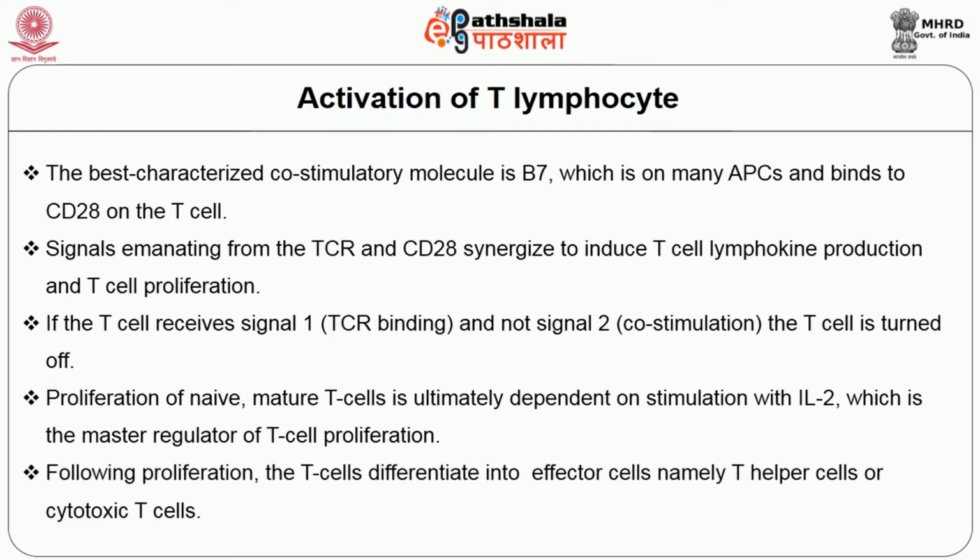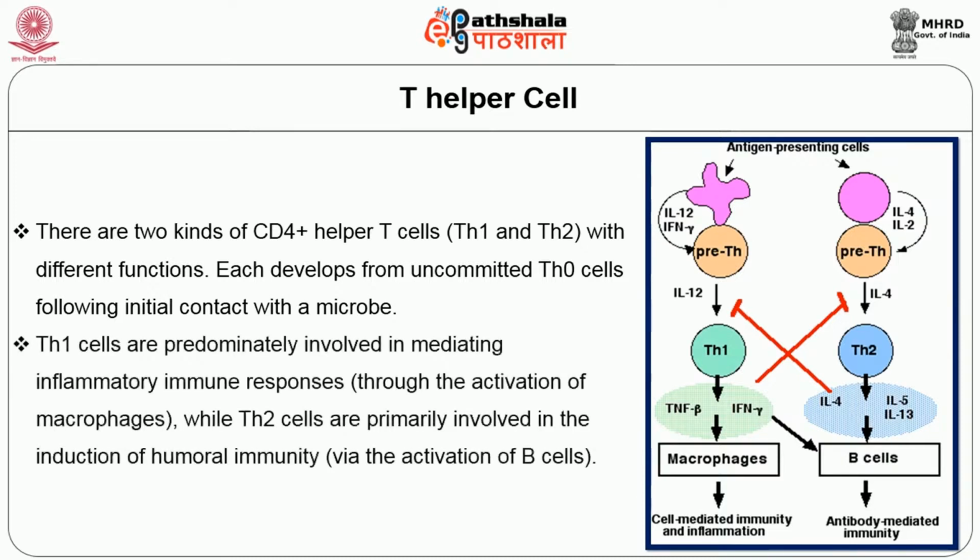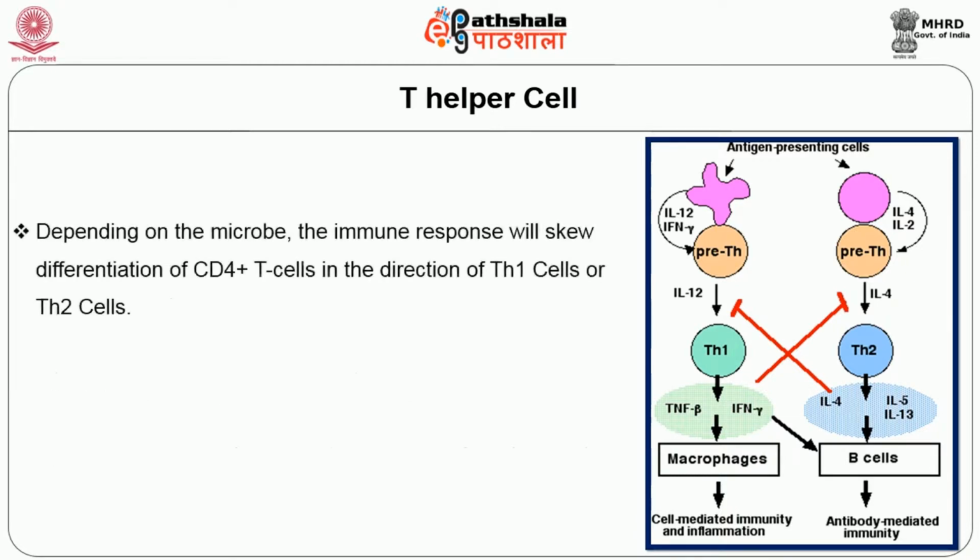Following proliferation, T cells differentiate into effector cells, namely T helper cells or cytotoxic T cells. There are two kinds of CD4 helper cells, namely Th1 and Th2, with two different functions. Each develops from uncommitted T helper cells from initial contact with a microbe. Th1 cells are predominantly involved in mediating inflammatory response, whereas Th2 cells are primarily involved in the induction of humoral immunity. Depending on the microbe, the immune response will skew differentiation of CD4 T cells in the direction of T helper 1 cells or T helper 2 cells.